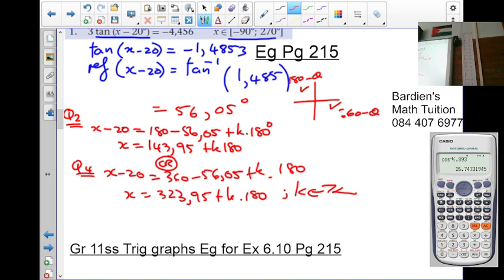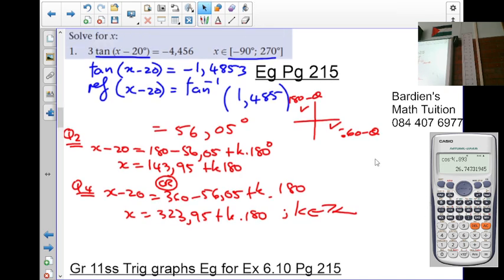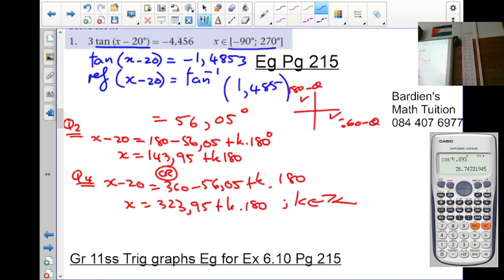Okay. So now we are given a restricted domain here as well. Can you see that? So we need to find the values for x an element of [-90, 270]. So we start listing. You put 0 where you see k. So it's going to be 143,95 + 0 times 180, which is 143,95. Now we put 1 in there. So 143,95 + 1 times 180.